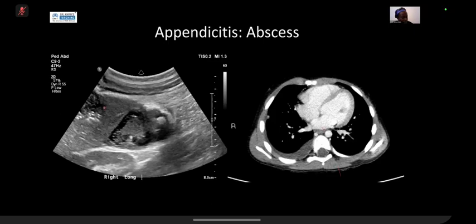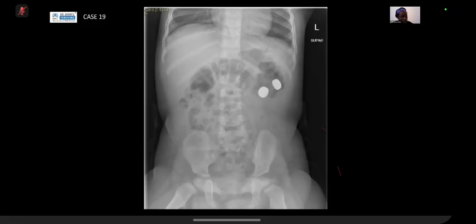And this is just to show you more of that collection down there with the fecalith. So moving on from appendixes, we're going to go through a few more cases. So candidate 4, do you want to go through?